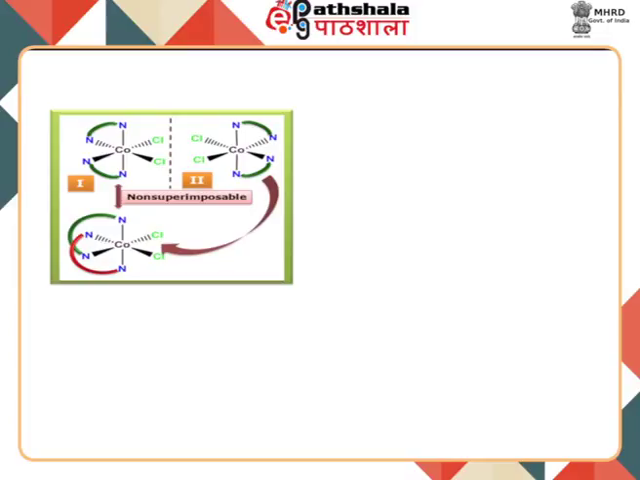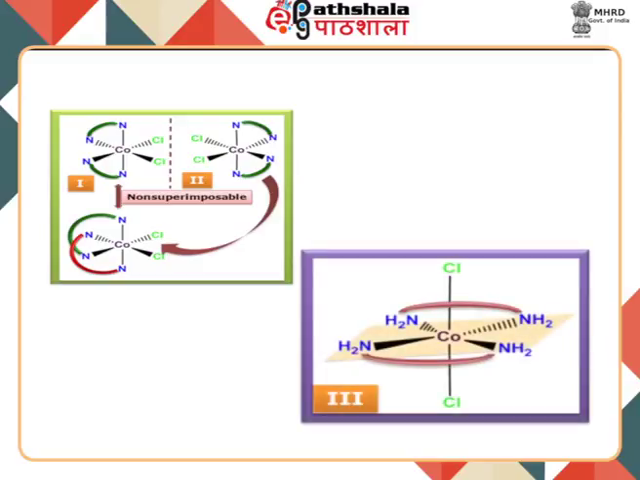The optical isomers of cis dichloro bis(ethylenediamine) cobalt(III) complex are shown here. This figure describes the structures of the complex, of which structures 1 and 2 are enantiomeric to each other. However, the pairs 1 and 3, and 2 and 3, are diastereomers or diastereoisomers.